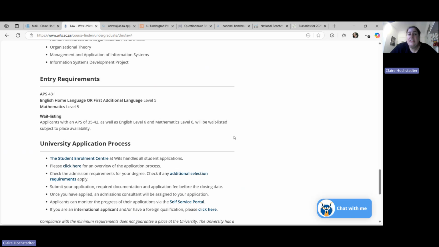So English and math is now higher, but the overall points is lower. That is when you will be waitlisted. And it's these little details that you're going to have to be really careful of, because it is really easy to say, I have the 43 points, so life is good. But actually, it is the details that you need. In this particular case, having mathematics is compulsory.